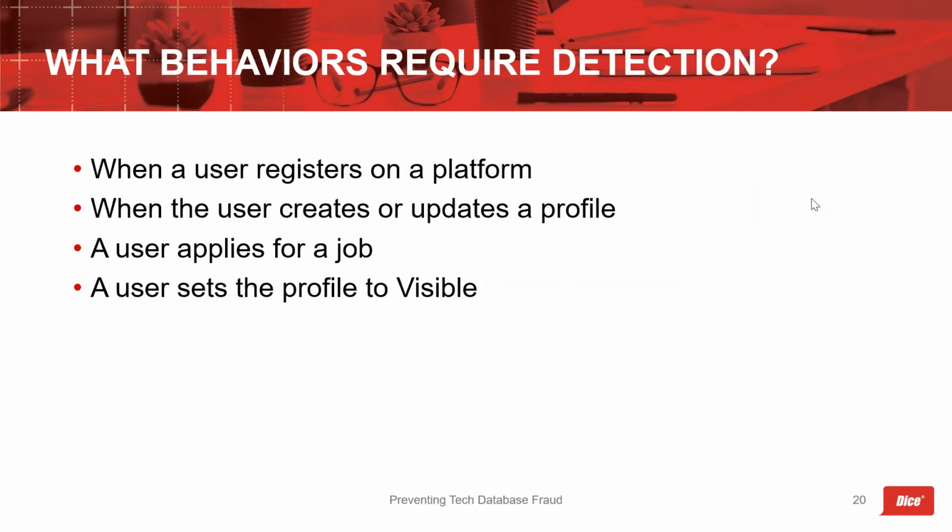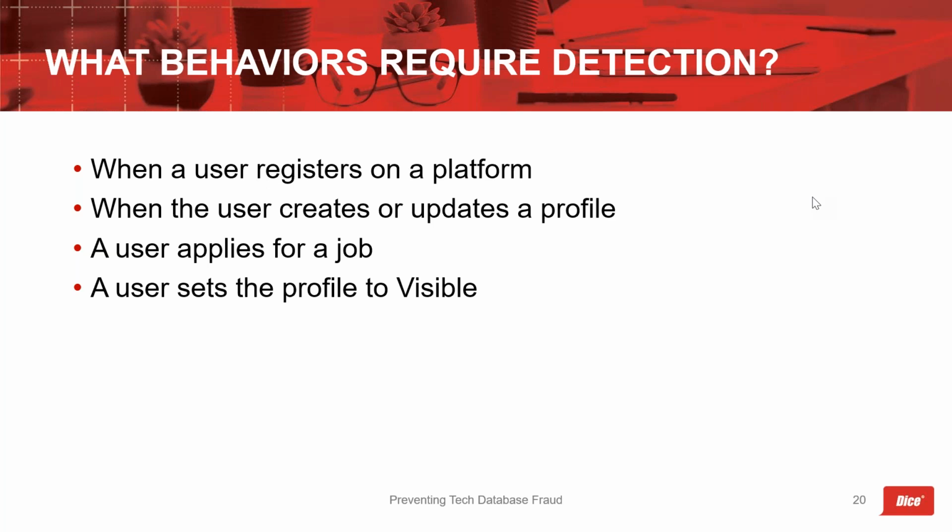Okay. What behaviors require detection? This is just a few of them. We've got quite an array of things that we look at here, but these are the obvious ones. When a user registers on the platform, obviously something new, if it's new, we've got to check it. When a user creates or updates a profile, you've been here for a while, but all of a sudden you made a profile update 5 years after you created the profile. Either you're looking for a job, which is fine, or is there something more going on? Has someone potentially taken over your account? Things like that. We're very well aware of the possibility of that, and we've got systems that look specifically for those types of things.